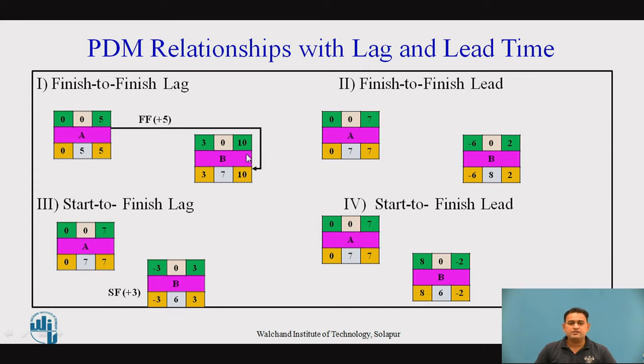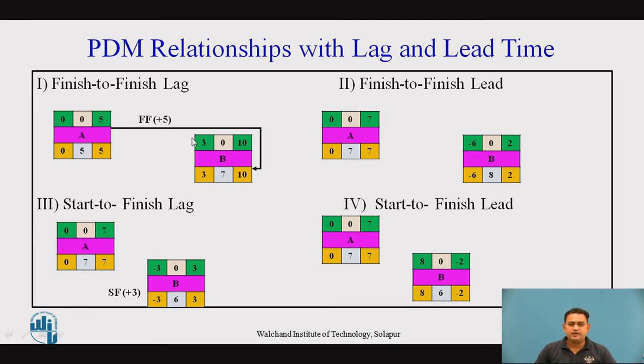So now, instead of EST of B, we first get the EFT. What I'm saying is, first we will get EFT of B, because the finish to finish relationship is there. So 10 is obtained first. Now this 10 is equal to the LFT of B, so it is carried as it is here, 10. So 10 minus 7, it's a 3. Now after EFT of B, we are getting EST, that is 3.